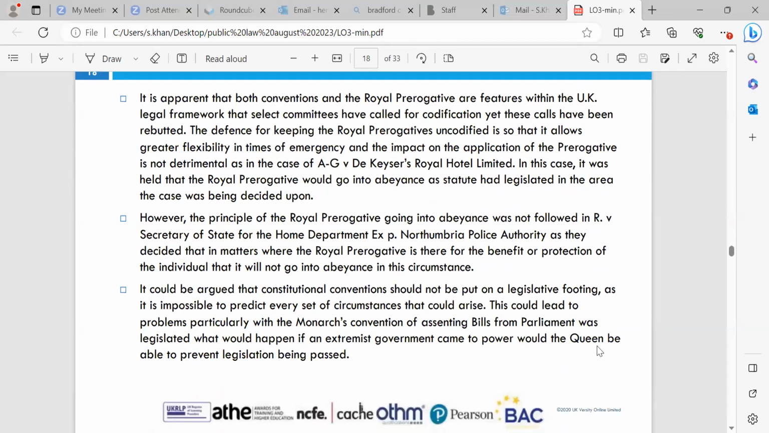It is apparent that both conventions and the royal prerogative are features within the UK legal framework that select committees have called to be codified, yet these calls have been rebutted. The defence for keeping the royal prerogatives uncodified is that it allows greater flexibility in times of emergency, and the impact on the application of the royal prerogative is not detrimental, as in the case of Attorney General v De Keyser's Royal Hotel Limited. In this case, it was held that the royal prerogative would go into abeyance as statute had legislated in the area the case was being decided upon.